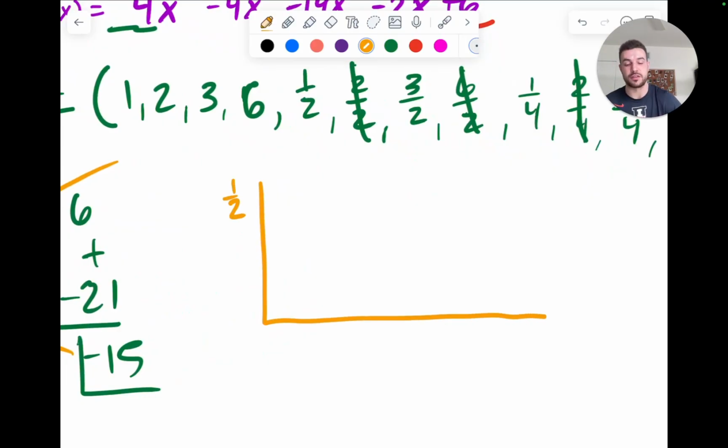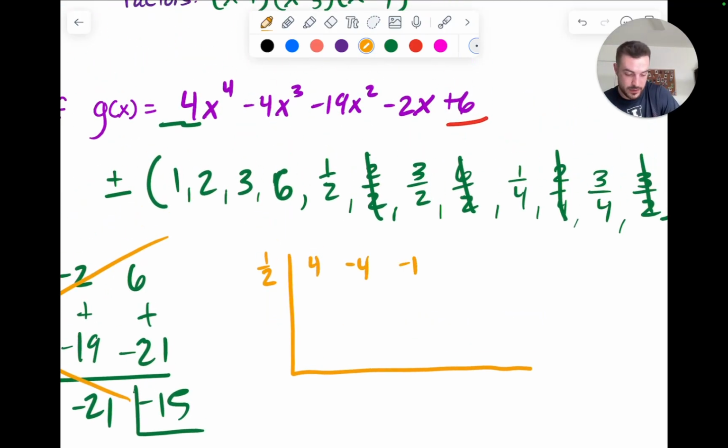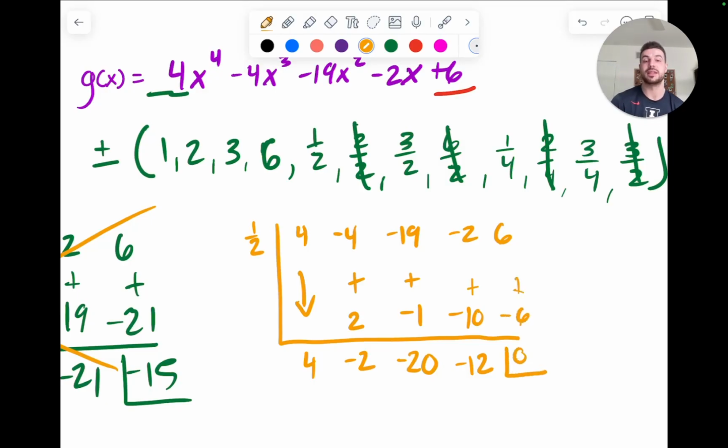And I'm going to do synthetic division with 1/2. So I've got 4, -4, -19, -2, and 6. So I'll drop my 4. We get a 2. I add going down. I get a -2. We get a -1. I add going down. We get a -20. I get a -10. I add going down. Get a -12. And I end up with a -6. And when I add those, they cancel.